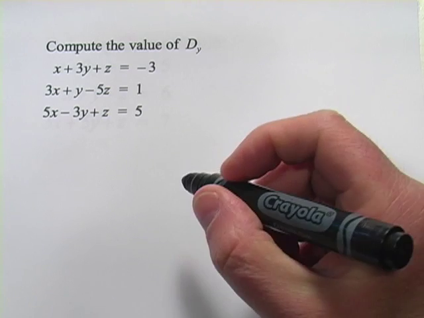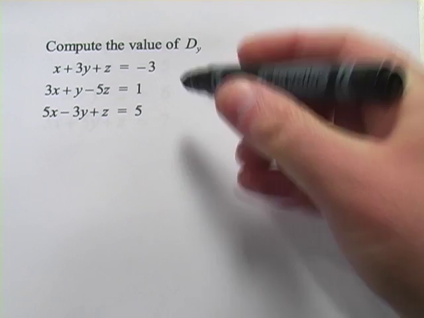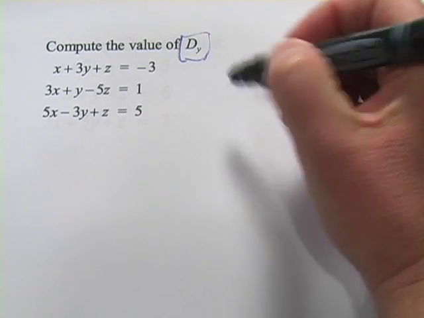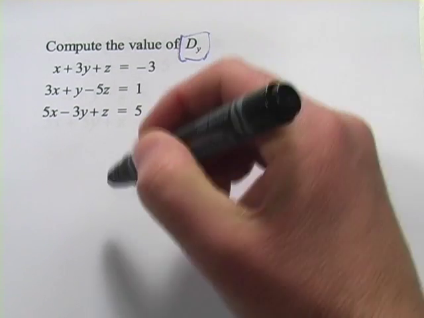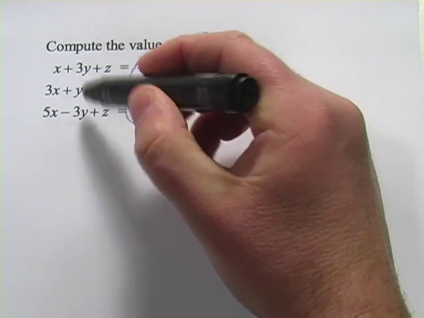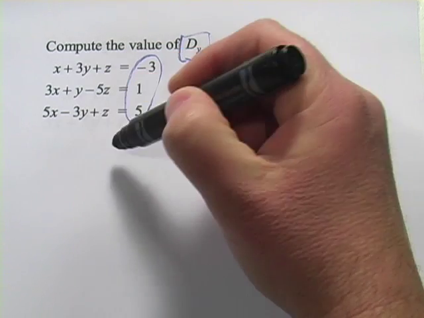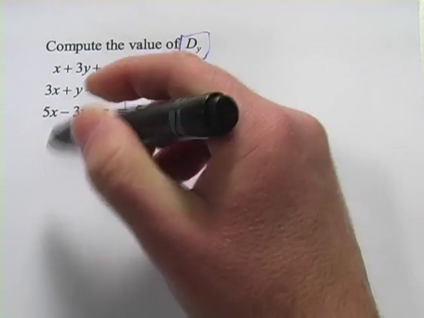In these problems, we're using Cramer's rule to look at some systems of three equations. In this first one, all they want us to do is find the value of d sub y. So what we're going to do is set up the coefficient matrix, except we're going to have these values instead of our y coefficients. And then we'll determine the determinant of that. So let's set up that matrix.